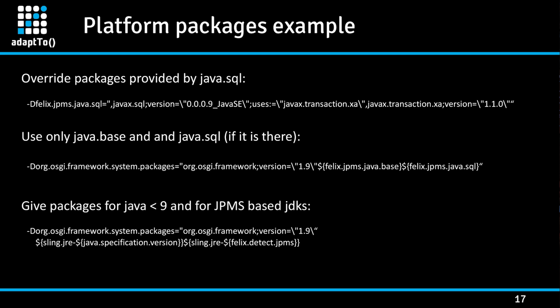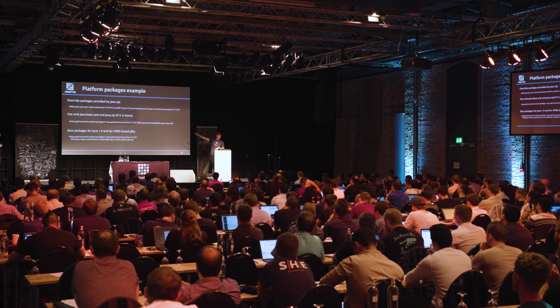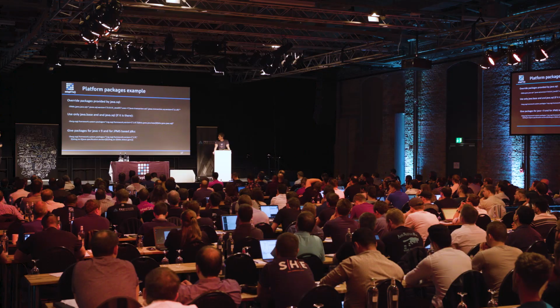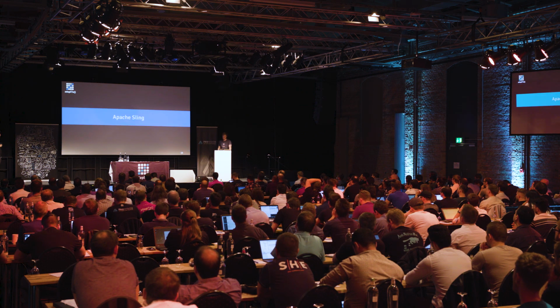Then you can do system packages which just have only your modules you're interested in, which will then be substituted if they're there. If not, they evaluate to nothing. So they're not there. And, well, you can combine that mechanism with standard profiles for Java 8 and before that, which is actually what I'm using in Sling now.